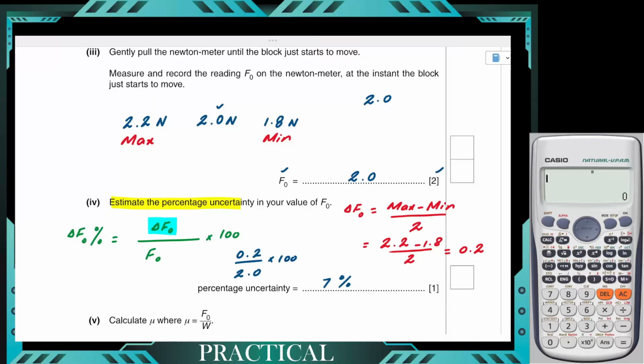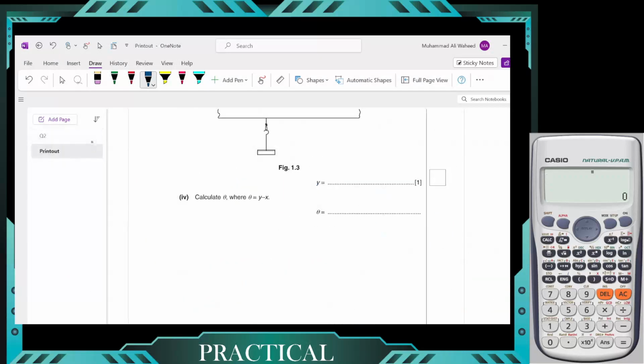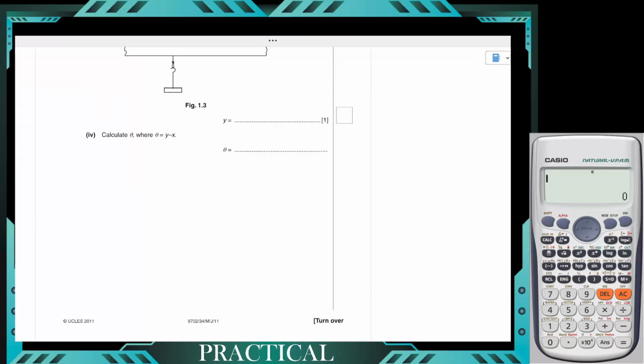Let's say the first reading was 2.2 and the second one. This generally happens when you are measuring the diameter of a wire or a coin. If you're measuring the diameter of a wire or the diameter of a coin, then there is a chance that you might be getting the same reading. So in that case, what you can do is simply change one of the readings.